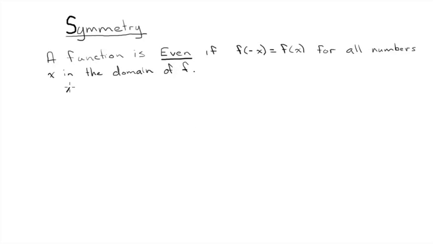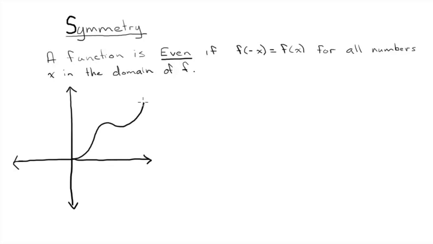What does this mean? It's easier to see why we call this a symmetric function when we look at a graph. So let's think about a function, and I'm going to draw it just on the positive side. It'll look something like this. What this rule is saying for even functions is that f at x must be equal to f at negative x. If this was x, the negative x would be right over here on the negative side. If this was 5, this would be negative 5.